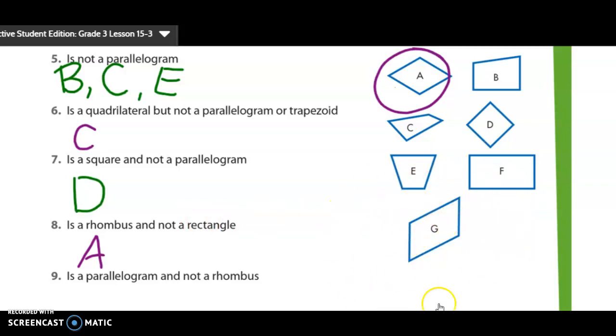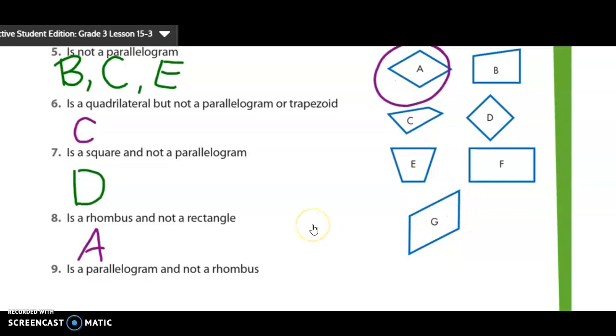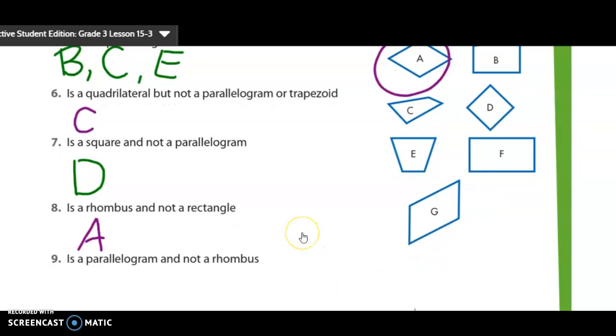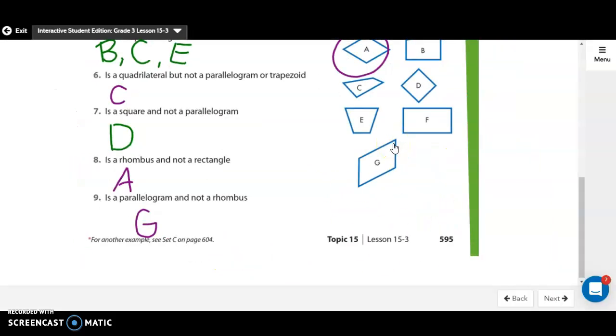This guy looks like a rhombus. The reason he's not a rhombus is because this side is longer than these sides. So in order to be a rhombus, you have to have all sides of equal length. This guy's just a parallelogram. He doesn't get a fancy name. Okay. Lastly, which one is a parallelogram and not a rhombus? Hey, guess what? We just talked about that. That would be shape D. The reason it's not a rhombus is because all the sides are not the same length.